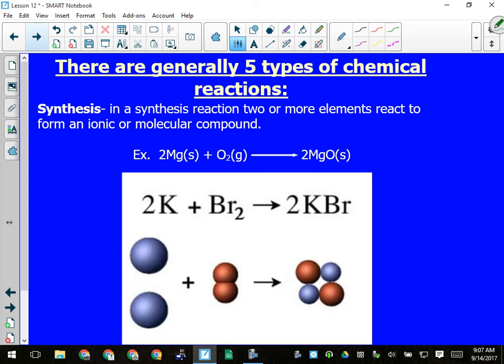All right. The 5 reaction types. We'll start out with the simplest. The simplest type is a synthesis reaction. In a synthesis reaction, I make a single compound from 2 elements, usually 2 elements. Sometimes it's an element and a compound, but most of the time it's 2 elements. So in the synthesis reaction, 2 or more elements react to form an ionic or molecular compound. Could be either one.